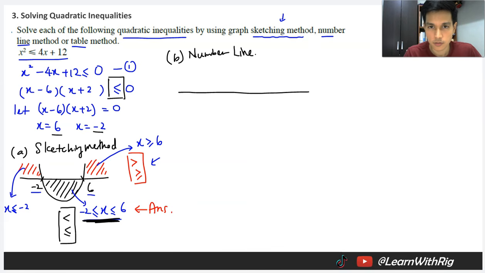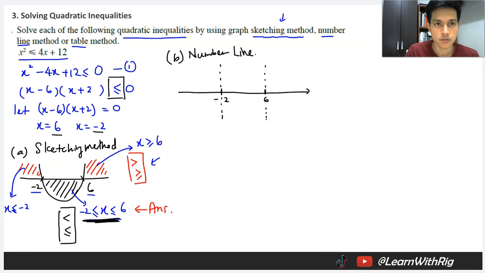First thing, you're going to draw a dotted line here and another dotted line here. So what is the value? What number is going to be on these two? Because this is a number line, right? The first one here is going to be -2, because that's what you found here, right? The other one here is going to be 6. Okay, so these are your two points on the number line.